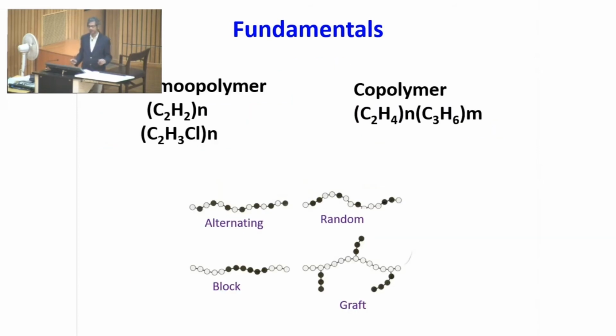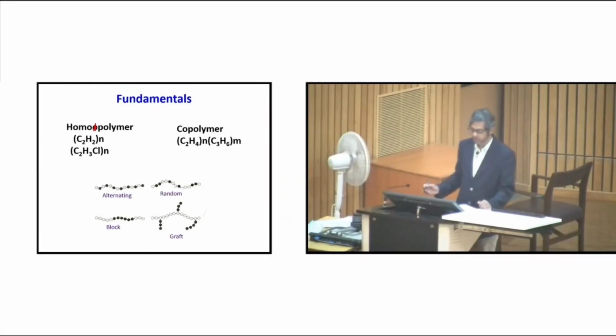Now, you can also have copolymers or homopolymers. Homo means similar type. Sorry, there's a mistake here. So, homopolymers means you can have one type, like ethylene groups, or you can see C2H3Cl groups.